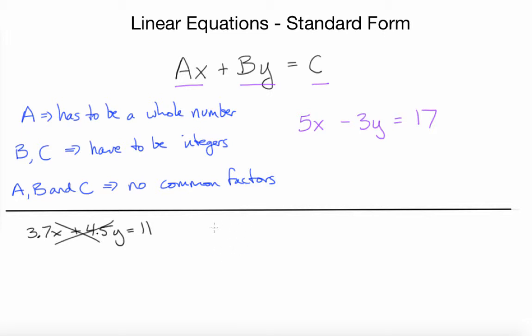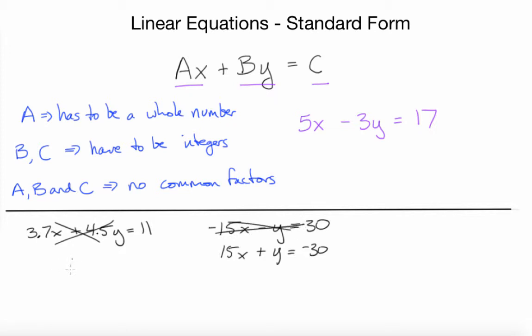Here's another one that's not an example. Negative 15x minus y equals 30. This isn't in standard form because I have a negative value in front of my x. I have negative 15. I need to have a be a whole number, and it can't be negative. It has to be positive. So in this case, I would multiply both sides by negative 1 to turn it into positive 15x plus y equals negative 30. Essentially change the signs around, and then you've got standard form.